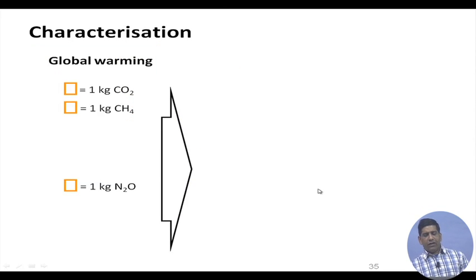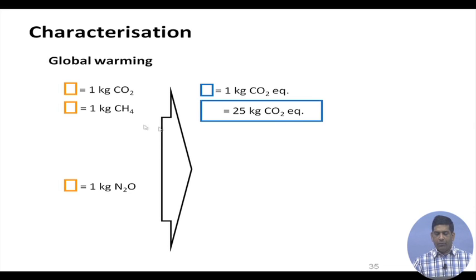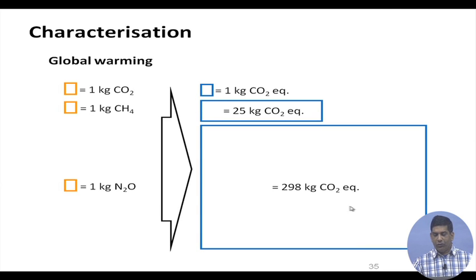So let's look at some of these characterization scenarios. If you look at the global warming scenario, 1 kg of CO2 is considered as the base. So 1 kg of CO2 is, of course, equivalent to 1 kg of CO2. But for 1 kg of methane, the equivalent is 25 kg of CO2 equivalent. So it's 25 times more potent than CO2. In terms of N2O, it is 298 kg of CO2 equivalent.